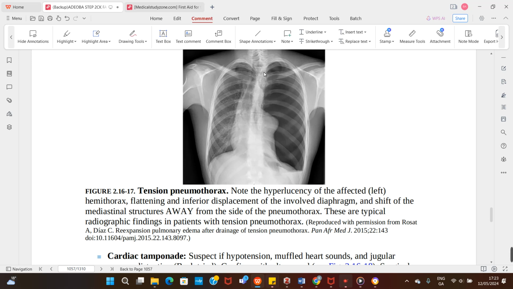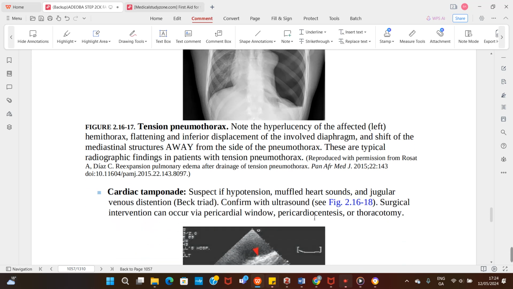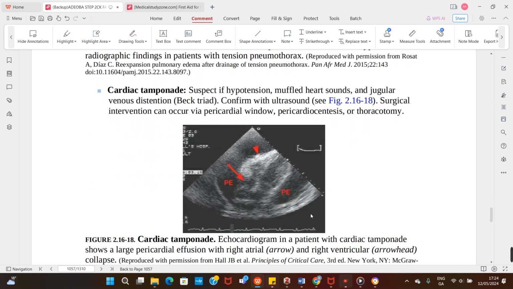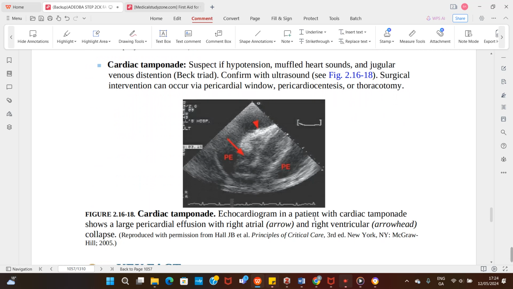We can see the tracheal deviation, shifting to, that should be the right. You can see the trachea shifted to the right, the tracheal deviation. So those are the classic findings on X-ray for an individual with tension pneumothorax.